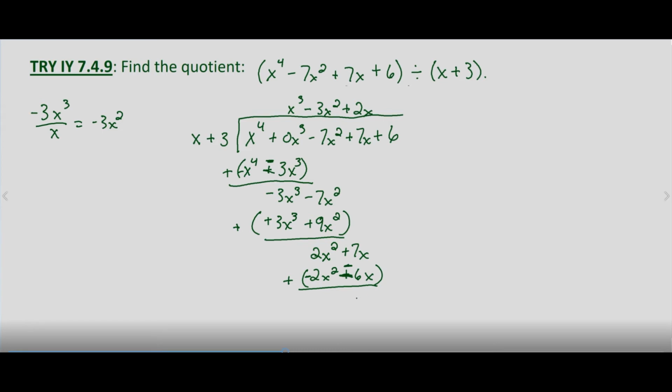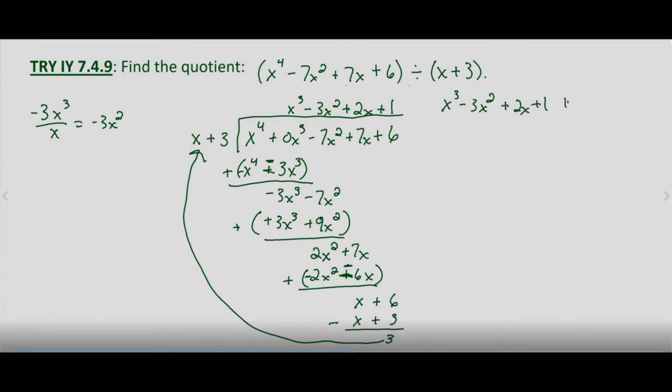So 7x minus 6x is just x. Bring down my plus 6. And then x times 1 equals x, and 3 times 1 equals 3. Subtract these and I get just 3. So what do I do with this remainder? Well, I add it to the end of the quotient over the divisor. So our solution ends up being x cubed minus 3x squared plus 2x plus 1 plus 3 over x plus 3.